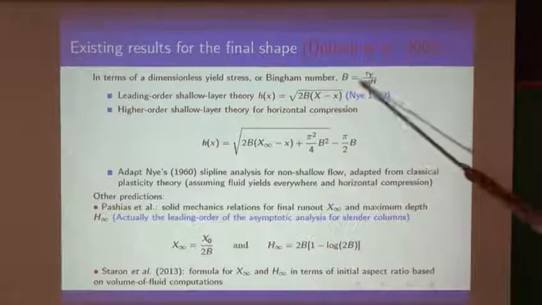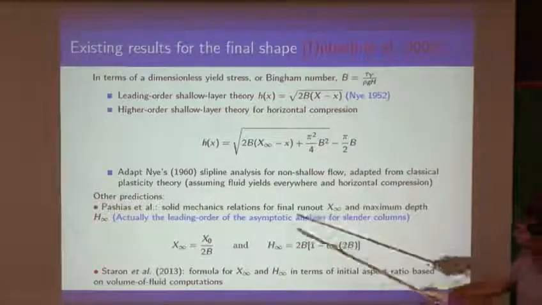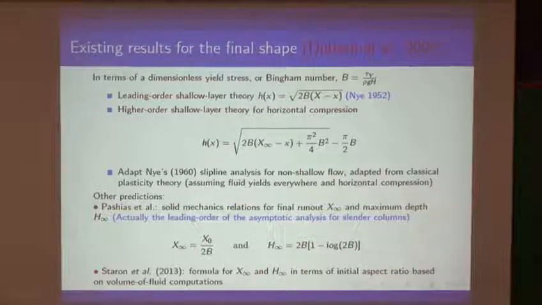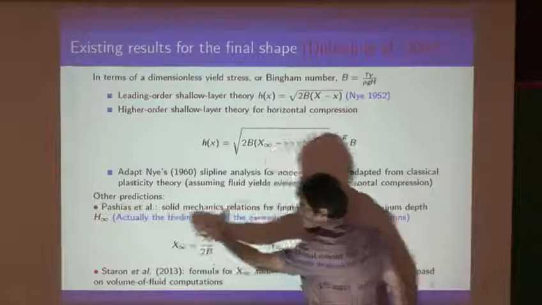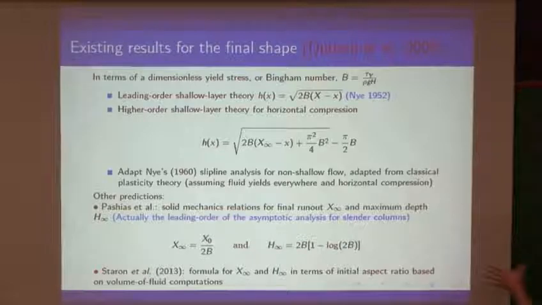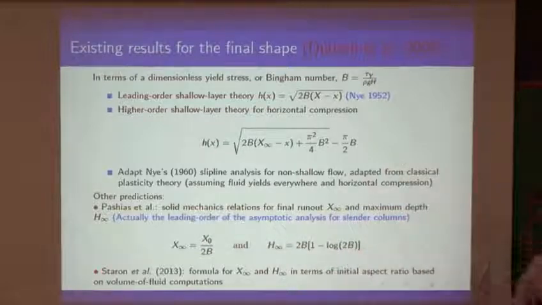Okay, so those are some results that sort of center on the fact that you have this slumping fluid that gets rather thin. There is another set of relations that have come up from people thinking about the slump test. So Pashias and others, they claim that there's a solid mechanics sort of view of what's going on, and you can predict what the final runout and the depth is for that. It turns out that that's actually not really a solid mechanics viewpoint. It's another asymptotic analysis based upon this column of Bingham fluid being thin.